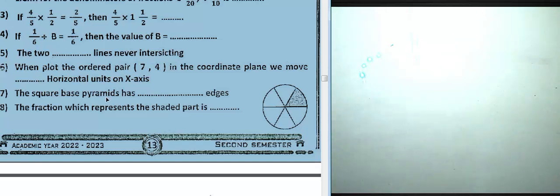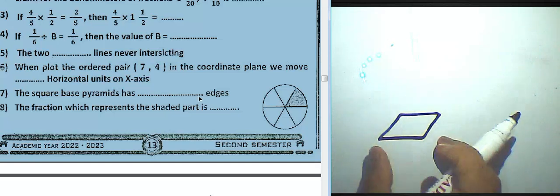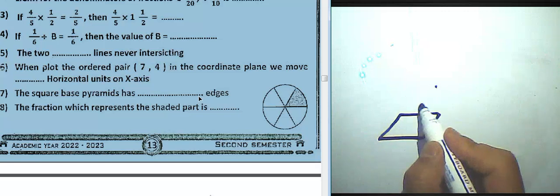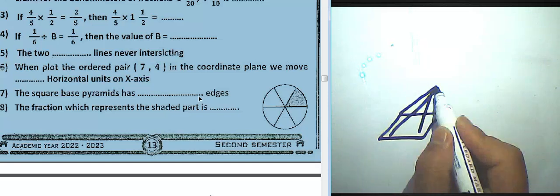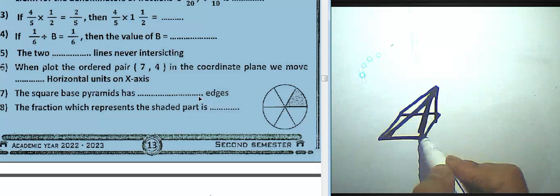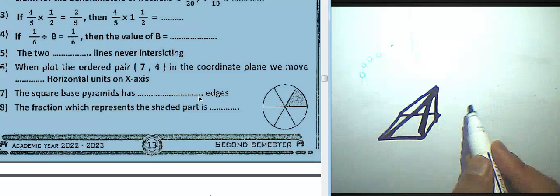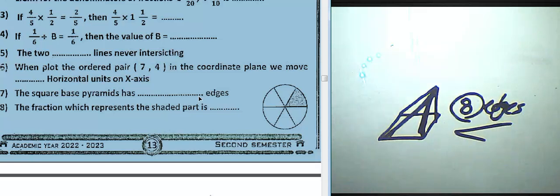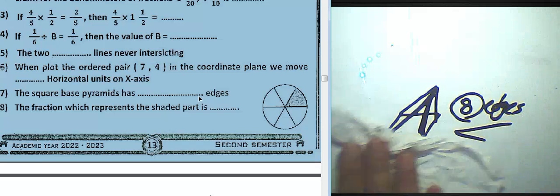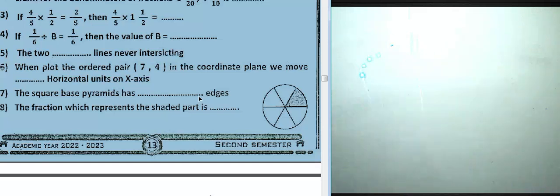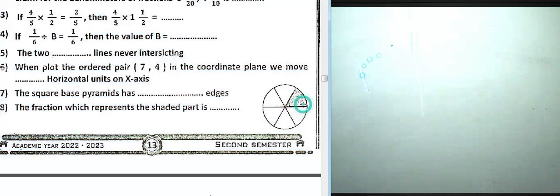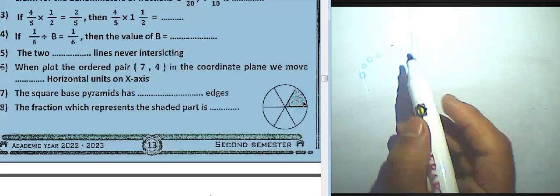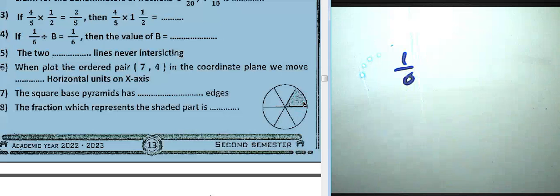The square base pyramid has base edges. We can count 4 sides or edges in the base, 1, 2, 3, 4. So the total edges of a square base pyramid will be 8 edges. The fraction here: in this figure we have one part colored from 6 parts. We must write 1 over 6 in this space.